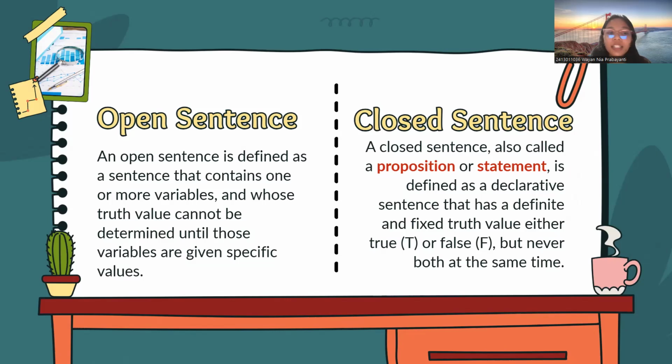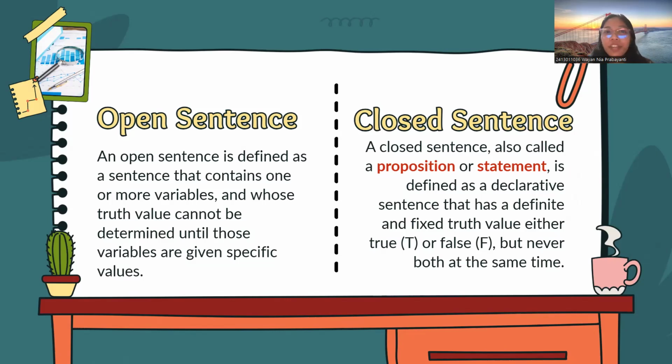So in other words, the key difference between an open sentence and a closed sentence is whether their truth value can be determined right now. An open sentence depends on a variable. Without knowing the variable's value, we cannot say if it's true or false. A closed sentence, on the other hand, stands on its own. You can immediately evaluate it as true or false. Note that questions, comments, and exclamations are never propositions because they don't make claims that can be true or false.